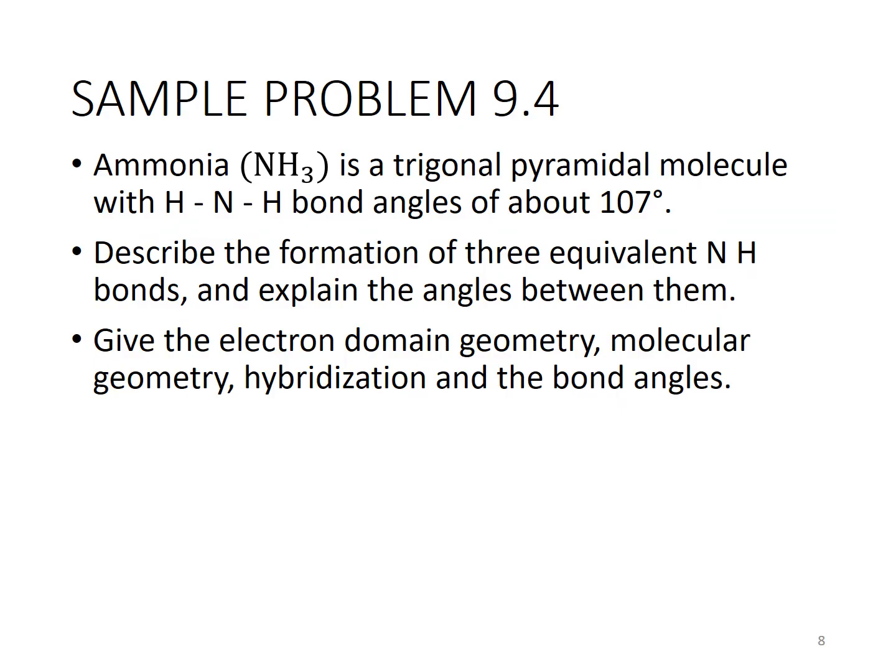So let's try one of these sample problems. Ammonia we know is trigonal pyramidal with an HNH bond angle of about 107 degrees, right? It's a little bit less than 109.5 because there is a lone pair on that central nitrogen. So let's describe the formation of 3 equivalent NH bonds and explain the angles between them. Give the electron domain geometry, molecular geometry, and hybridization, and the bond angles.